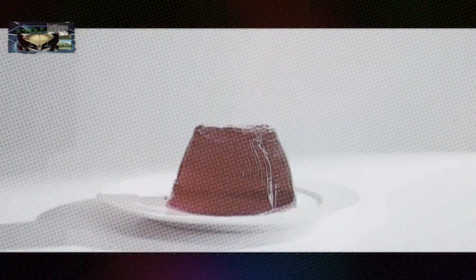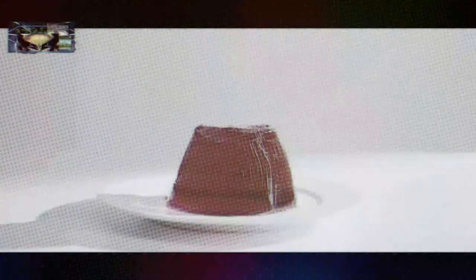How was such a light object invented? How is aerogel made, and what are the uses of aerogel?